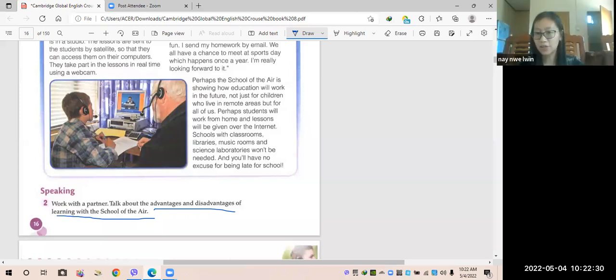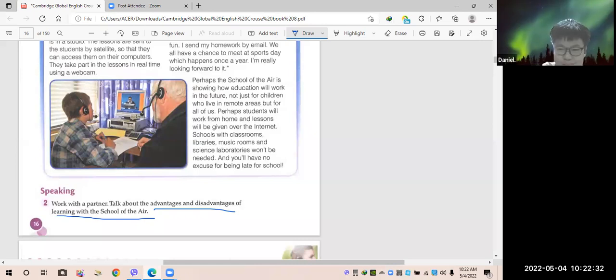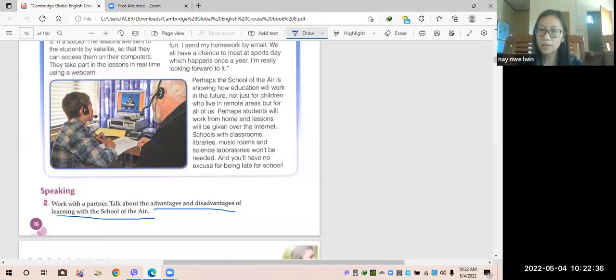Is there any other advantage, for students? It's also convenient for students from remote areas, just like the one in the paragraph, right? If you stay quite far away from the school, you can save time. Okay, so those may be the advantages of online learning.